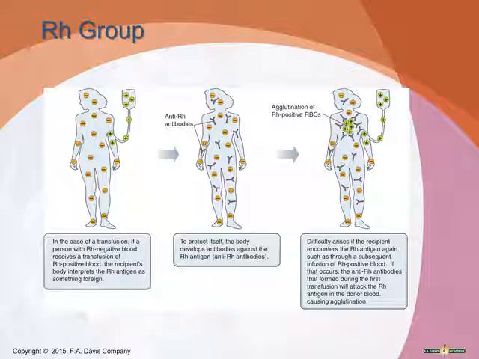Normally you don't have anti-Rh antibodies, and you don't get them until you get your first transfusion of Rh positive blood. So if you're A negative and you receive A positive blood, you're not going to have a reaction with that first transfusion. But if you were to get another transfusion of A positive blood, you're going to have a reaction because your body has developed the antibodies in relation to the first transfusion you got.